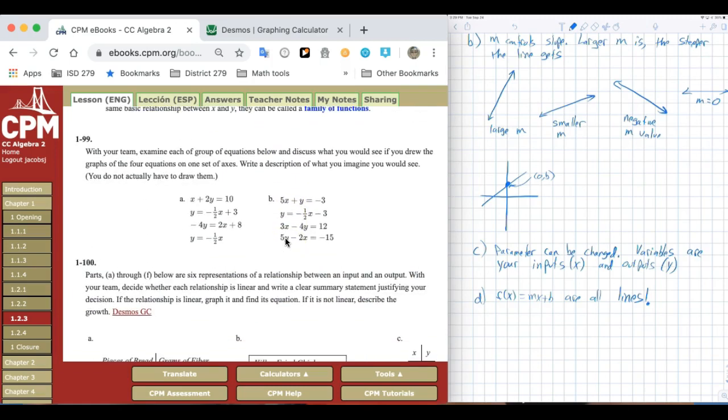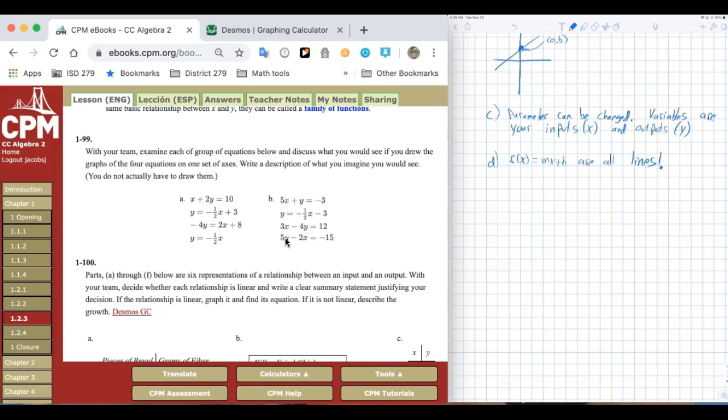Now, moving on to question 199. I'm organizing my notes. So here's question 199, Part A. I want to look at each of these equations. It says, with your team, examine each group of equations below and discuss what you would see if you drew the graphs of the 4 equations on one set of axes. Write a description of what you imagine you would see. You do not actually have to draw them.